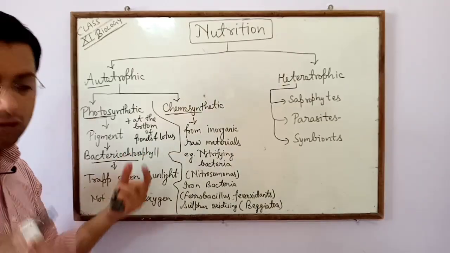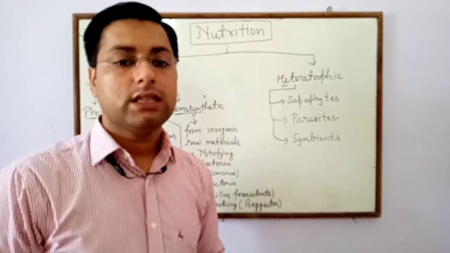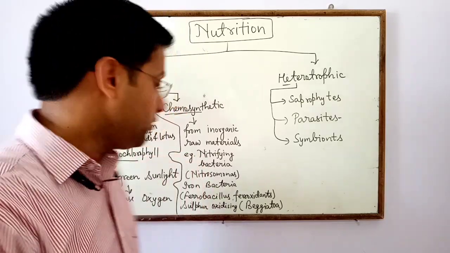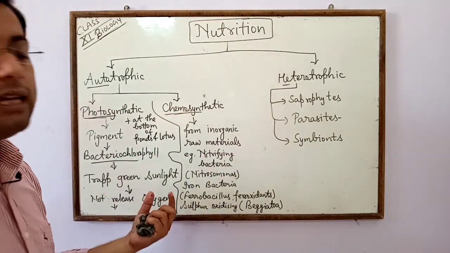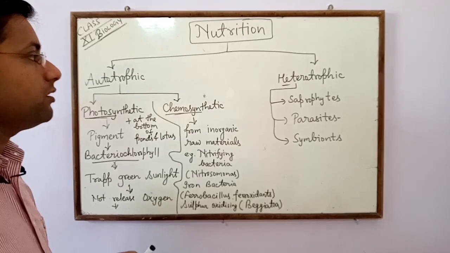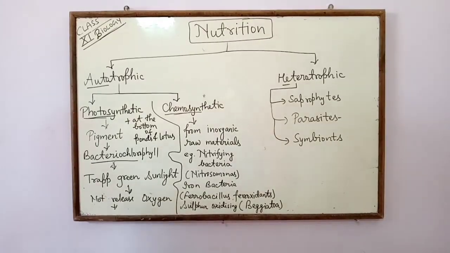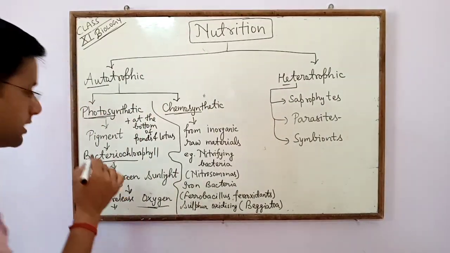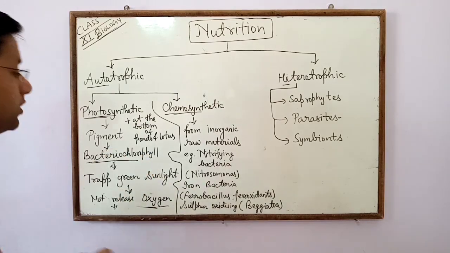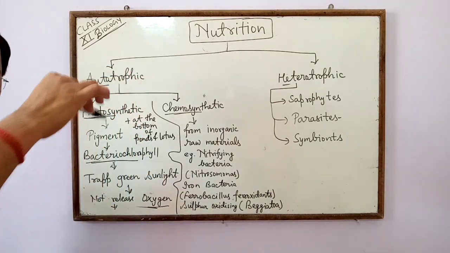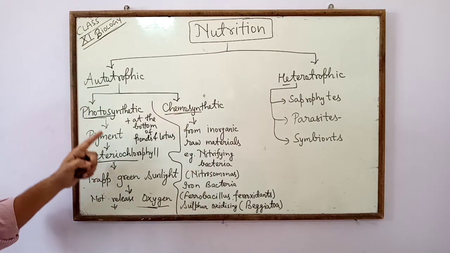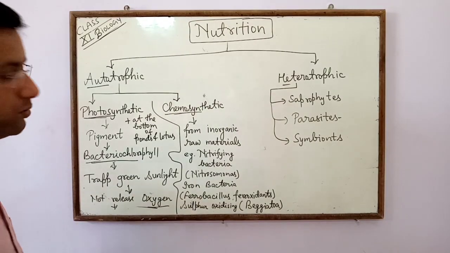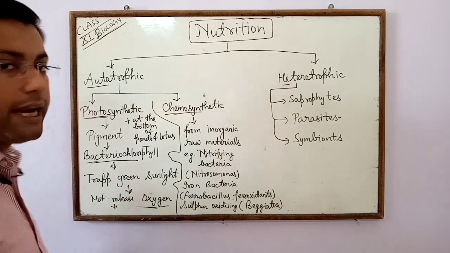In photosynthesis, commonly in the case of plants, the plant body releases oxygen, but in the case of bacteria, photosynthesis does not release oxygen. So in bacteria, photosynthesis does not release oxygen, and photosynthesis occurs through bacteriochlorophyll, because bacteriochlorophyll traps the green sunlight. Photosynthetic bacteria commonly occur at the bottom of ponds and lotus.